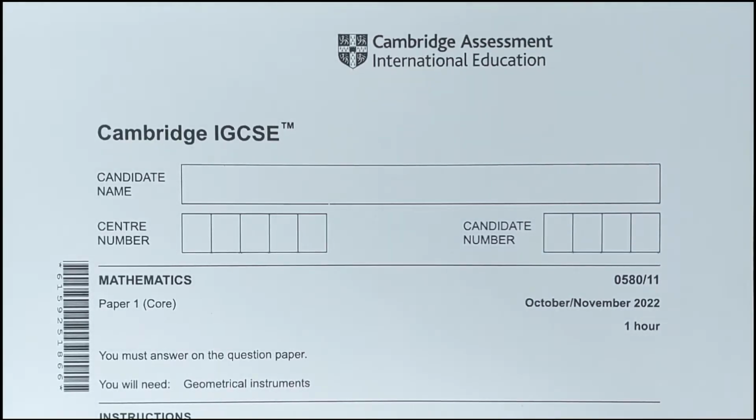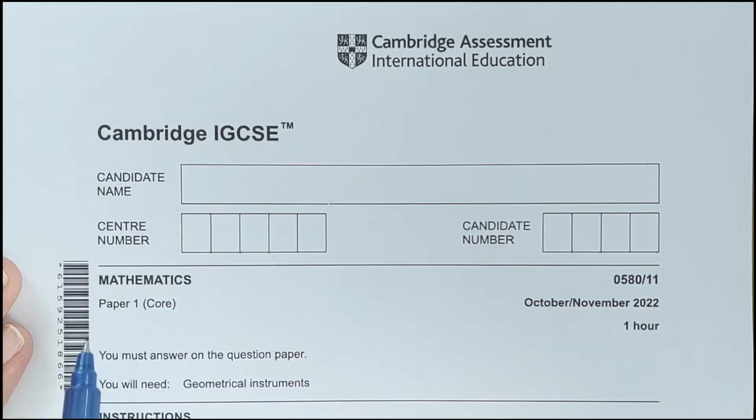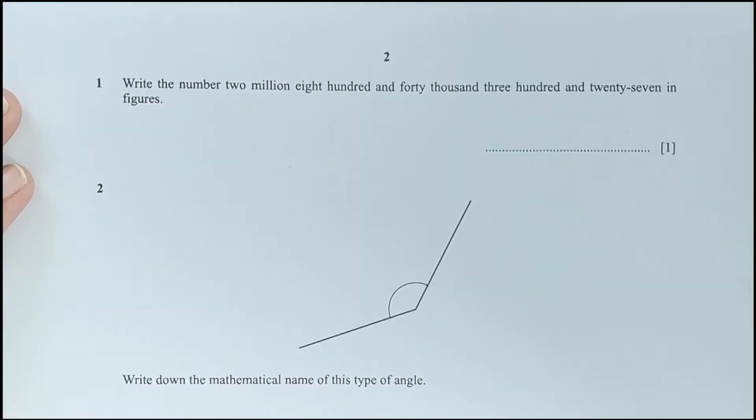Hi everyone, in this video I'm going to solve Cambridge IGCSE Mathematics Paper 1 Core, October-November 2022, Paper 1-1. So let's start with the first question.